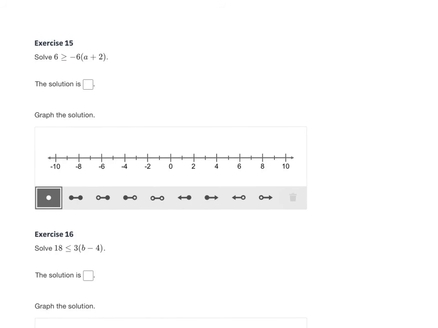On number 15, we're going to start by distributing. So let me rewrite the problem as 6 greater than or equal to negative 6, parentheses, a plus 2. We're going to distribute. So negative 6 times a is negative 6a. Negative 6 times positive 2 is going to be negative 12. So 6 greater than or equal to negative 6a minus 12. Order of operations backwards tells me we're going to get rid of this negative 12. So I'm going to add 12 to both sides.